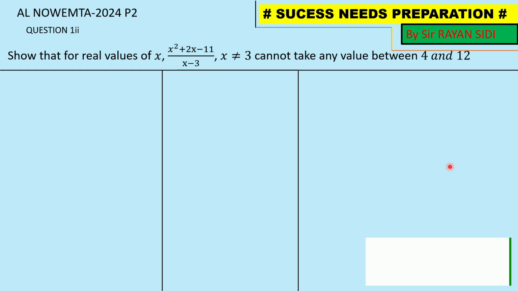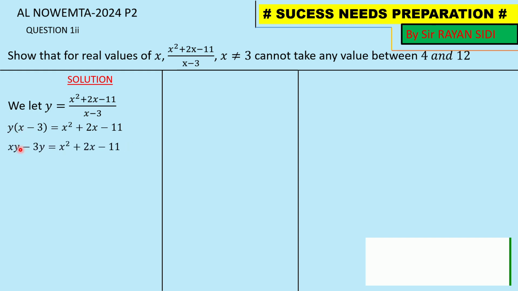To find the range of the function, we let y be that function: let y equal x squared plus 2x minus 11 over x minus 3. When I cross multiply, I will have y times (x minus 3) equals x squared plus 2x minus 11. When I open out the bracket, y times x is xy, so I'll get xy minus 3y equals x squared plus 2x minus 11.